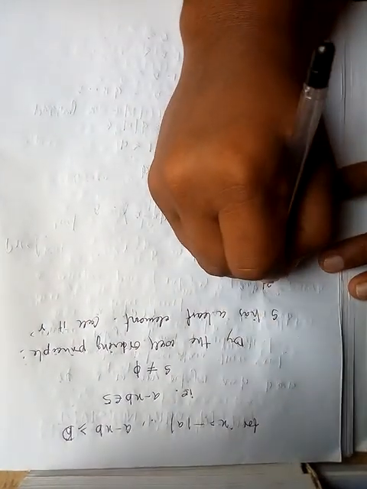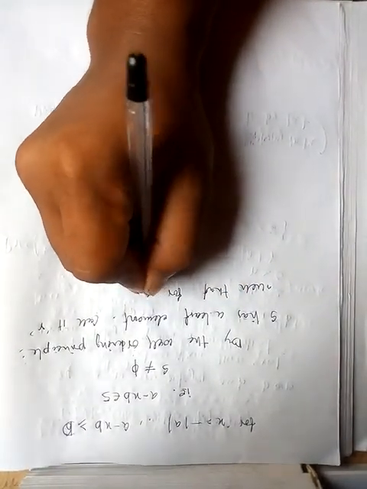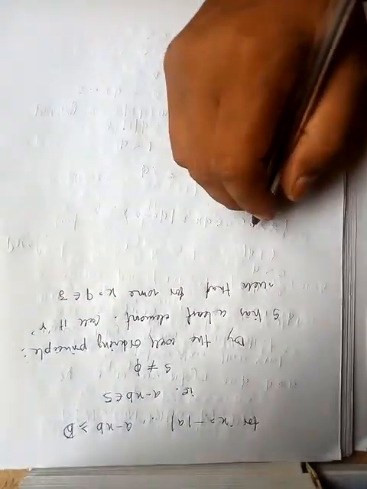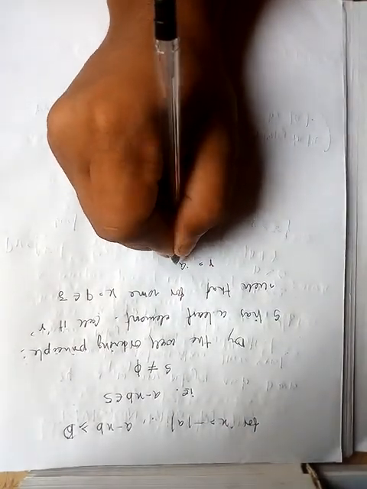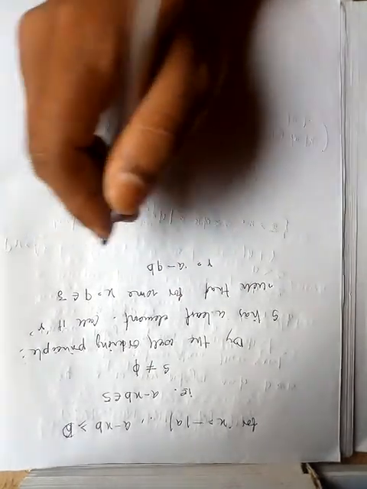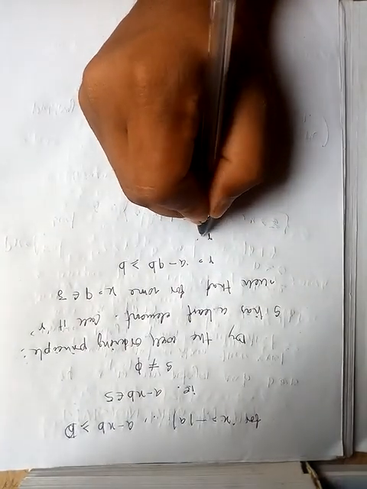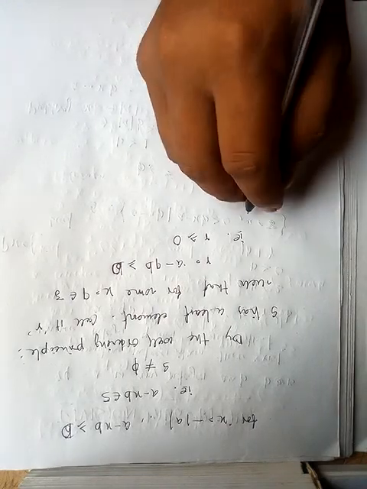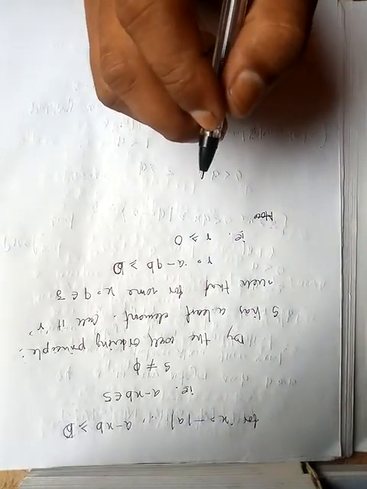Okay, now we call it R, such that for some X equal to Q belonging to Z, we have R equal to A minus QB, which is greater than or equal to 0, and from this we can see that R is greater than or equal to 0. Now the next step, we have to show that R is less than B.